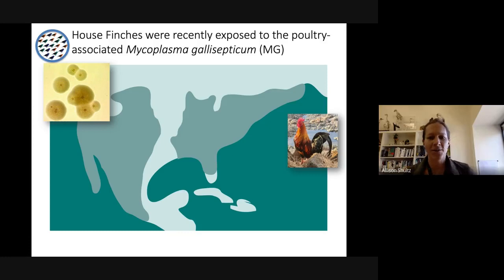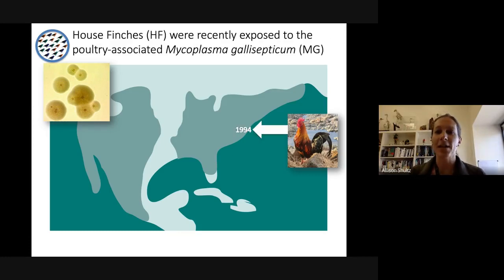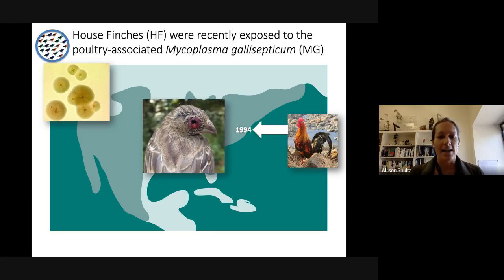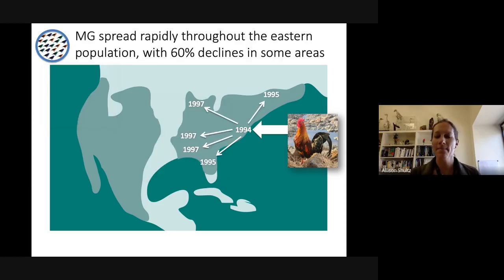So here's their range. But what's really interesting is in 1994, a chicken-associated disease called Mycoplasma gallisepticum jumped from chickens to house finches. And in house finches, it gave them conjunctivitis. In poultry and other birds, it's often a respiratory disease. And you can imagine that if you're a small bird and your eyes get swelled shut and you can't really see, your survival probabilities are not very high.